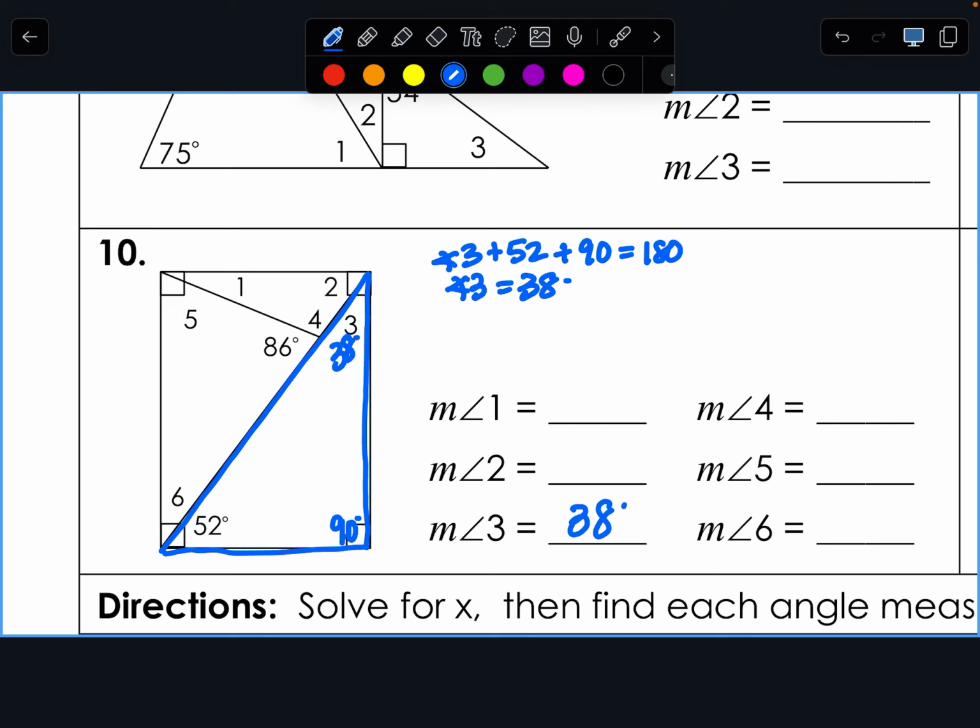How does that help me go on? Because this is a right angle and this piece is 38, I can find angle 2, right? Angle 2 plus 38 has to equal how much? Angle 2 plus 38, what does the square mean? 90. So angle 2 equals 52.